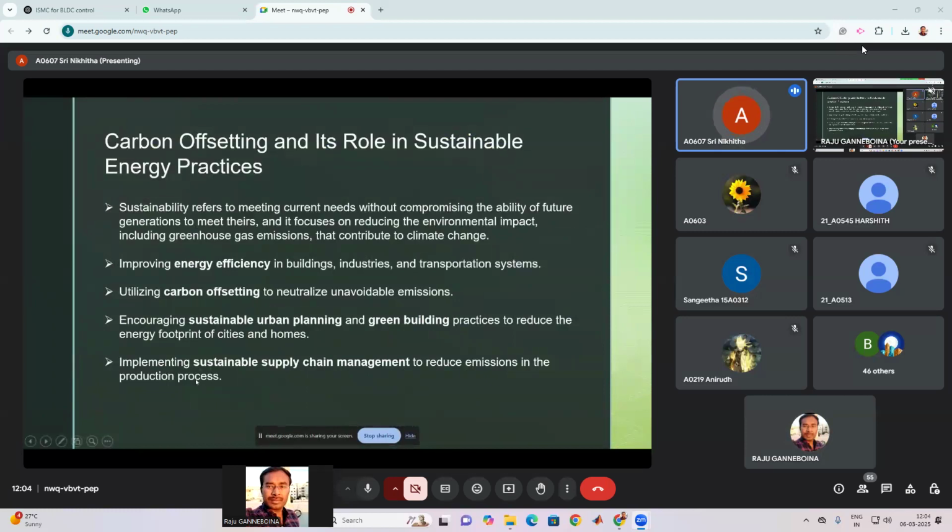And by these steps, we can reduce the carbon emissions to lower levels.